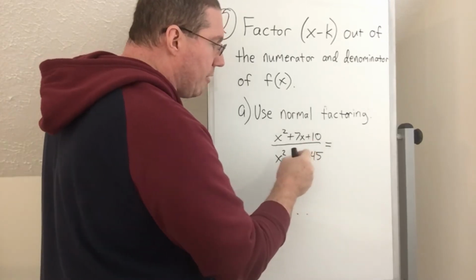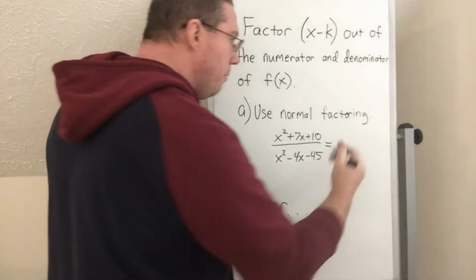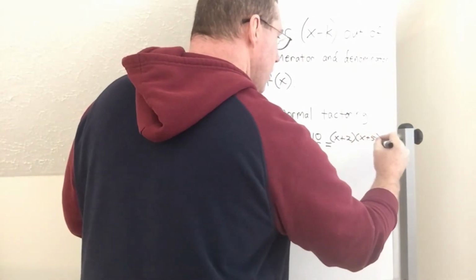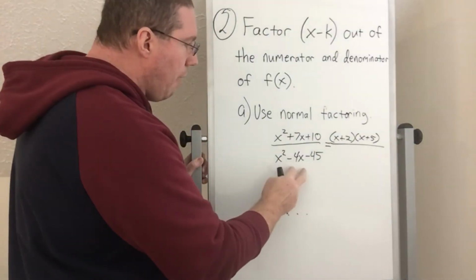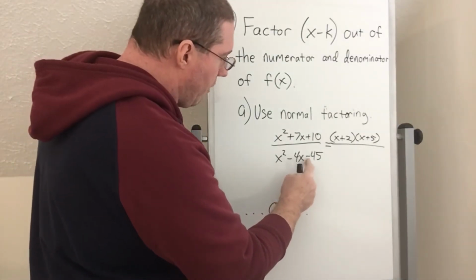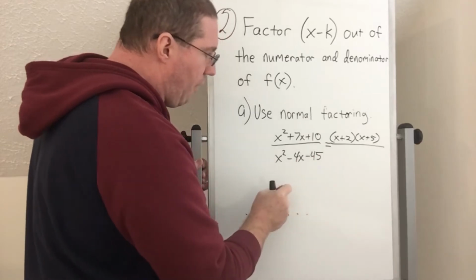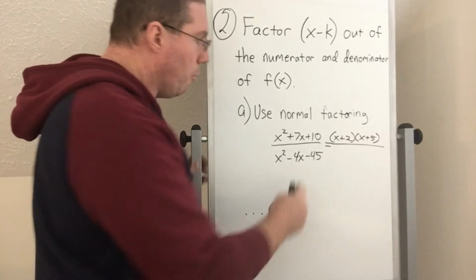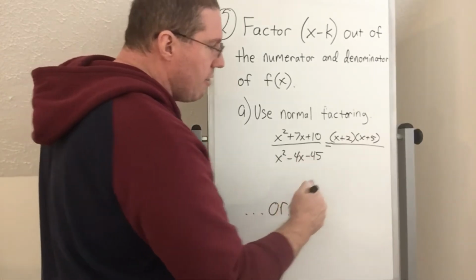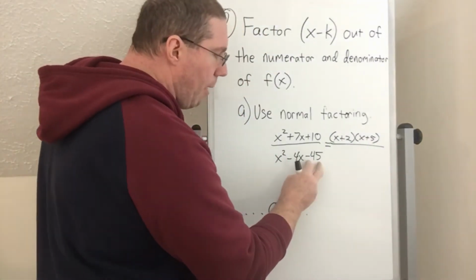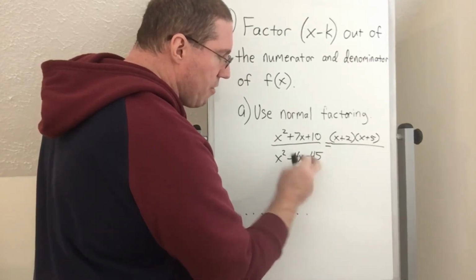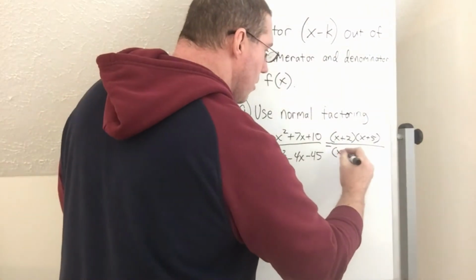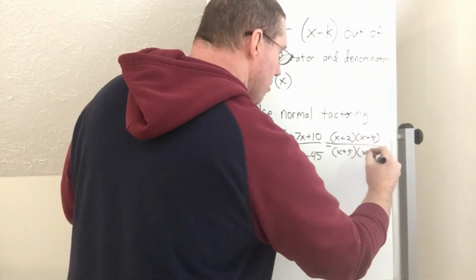What 2 numbers multiply to 10 but add up to 7? Positive 2 and positive 5. So this becomes x plus 2 and x plus 5. I factored the numerator. The denominator factors into, let's see, 2 numbers that multiply to negative 45 but add up to negative 4. 45 is usually a 5 and a 9, but one of them has to be negative. So I'm going to say that the 9 is negative: negative 9 and positive 5. Negative 9 times positive 5 is negative 45, and negative 9 plus positive 5 is negative 4. So it's x plus 5 and x minus 9.